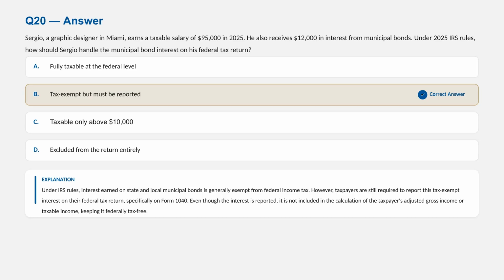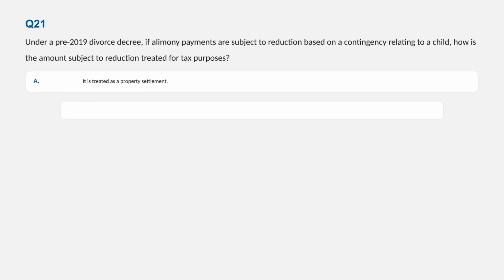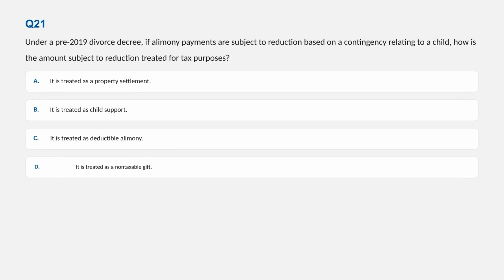Even though the interest is reported, it is not included in the calculation of the taxpayer's adjusted gross income or taxable income, keeping it federally tax free. Great. Now let's move to our next question. Alright, let's move to question 21. Under a pre 2019 divorce decree, if alimony payments are subject to reduction based on a contingency relating to a child, how is the amount subject to reduction treated for tax purposes?